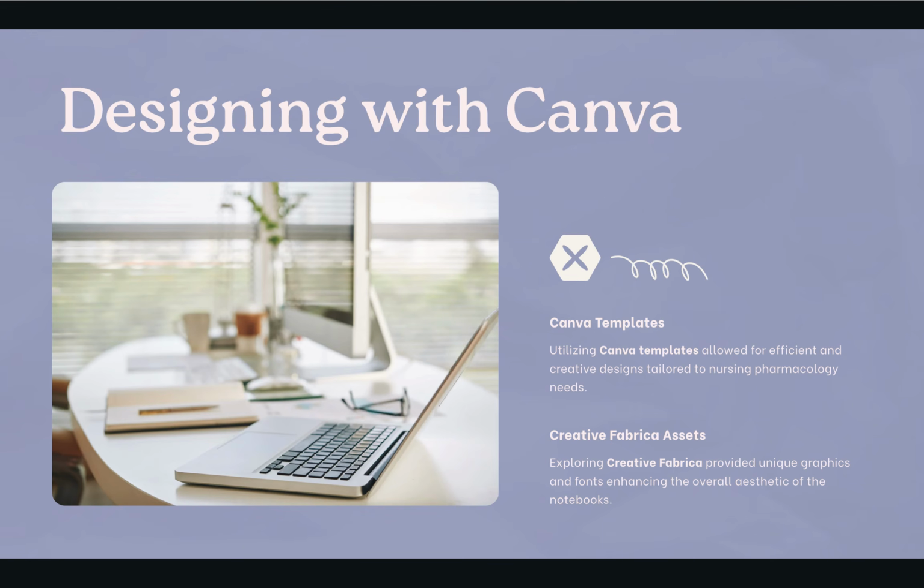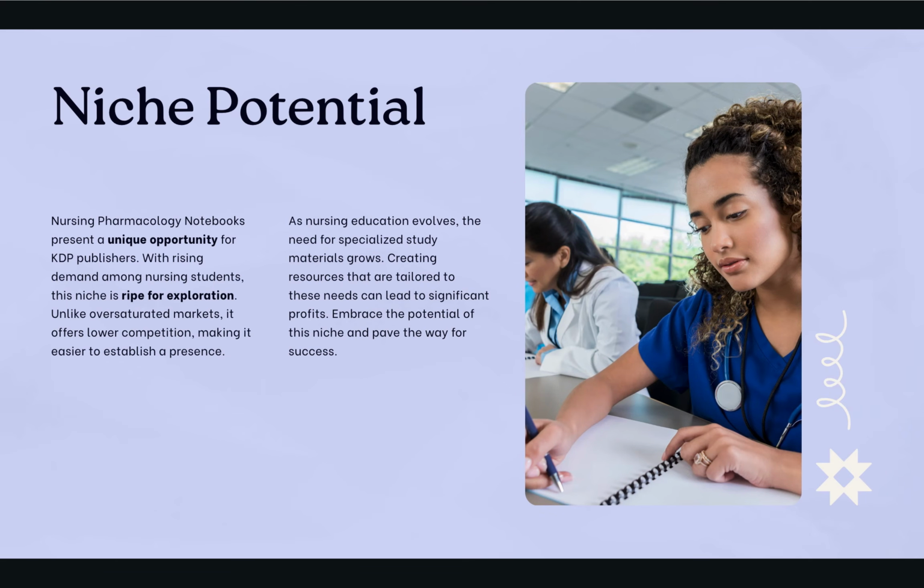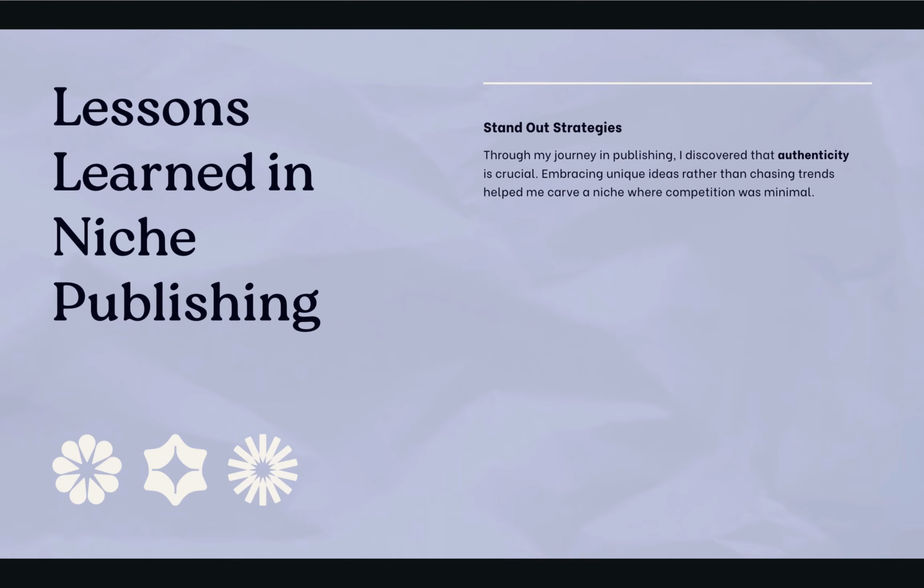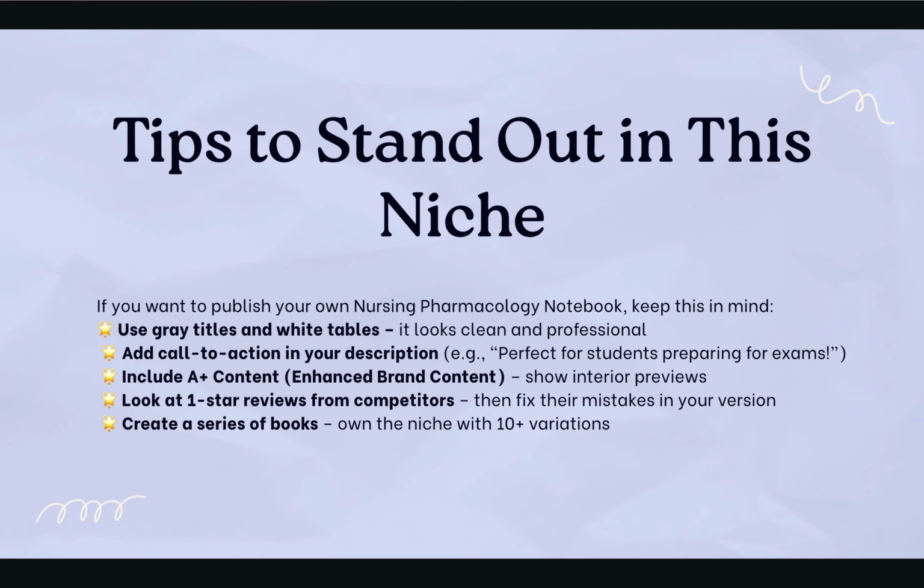Let's talk about some tips that I have for you in order to stand out in this wonderful niche. If you want to publish your own nursing pharmacology notebook, please keep this in mind. Use gray titles and white tables. It will look much cleaner and much more professional. Also, add a call to action in your description. Anything like perfect for students preparing for exams or perfect for graduates to get started in logging their information, for example. Also, tip number 3 is to add A+ content, because that will give you an enhanced brand reputation as well.